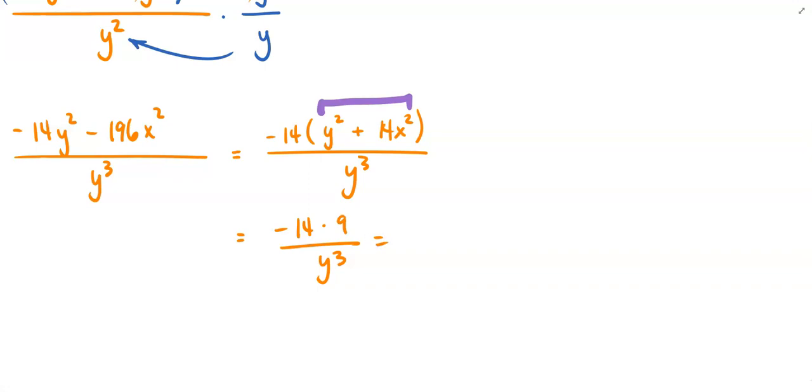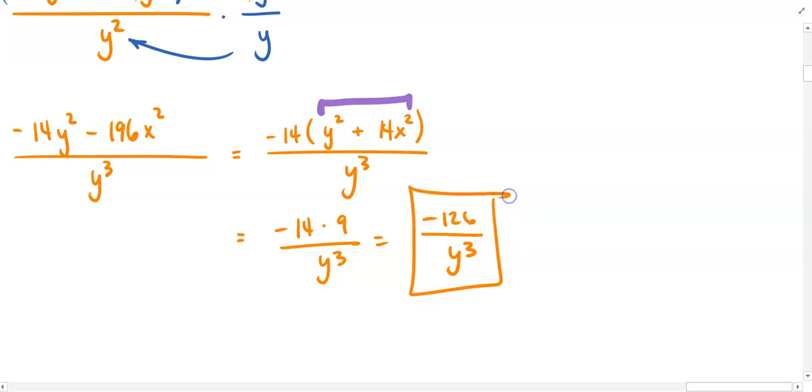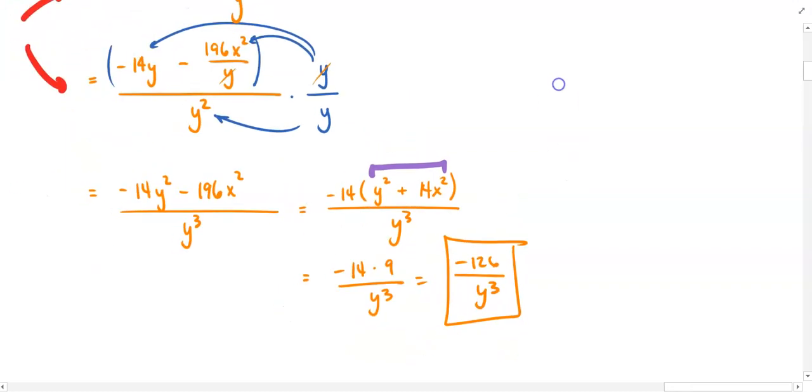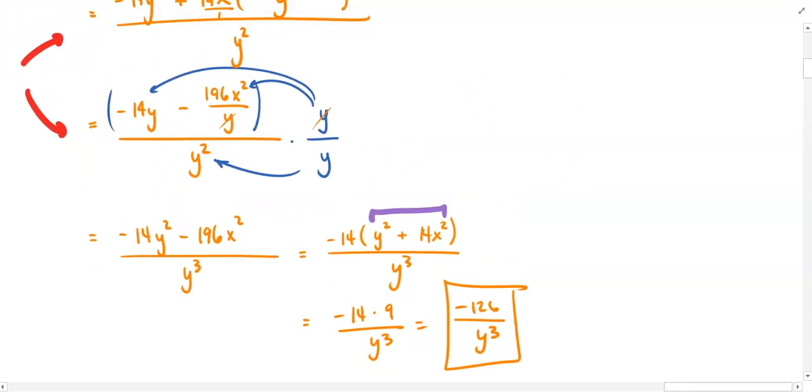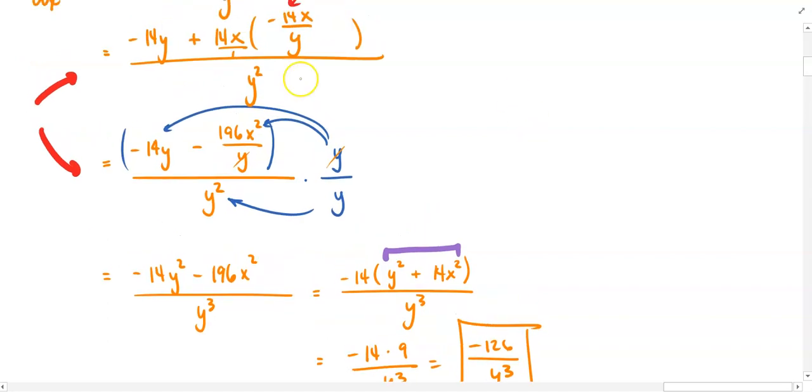And I'm going to double check the math on that one. 14 times 9 is 126. So we have now negative 126 over y cubed. I'll check that here in just a second with MathXL.